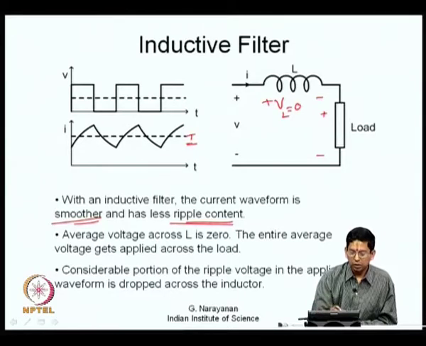Now, you have a certain amount of ripple voltage. This pulsed waveform can be broken up into the average value and its ripple value. The entire average value gets applied across the load. What happens to the ripple? A substantial part of the ripple is dropped across the inductance here, and it is only the remaining ripple that gets applied across the load. Thus, the load voltage is also now better. So, you have some improvement in doing that.